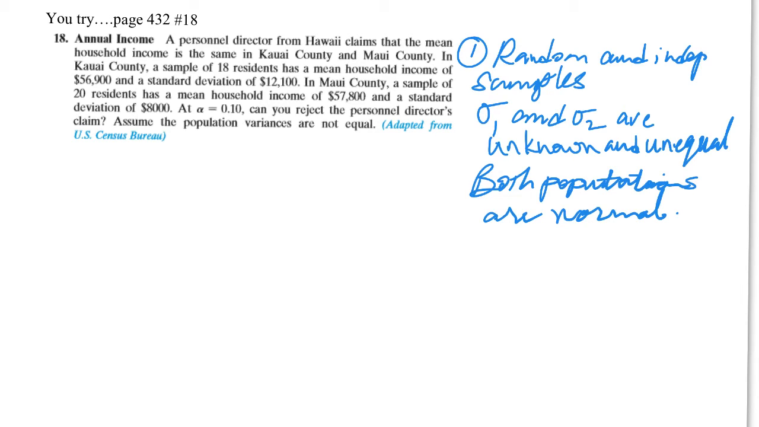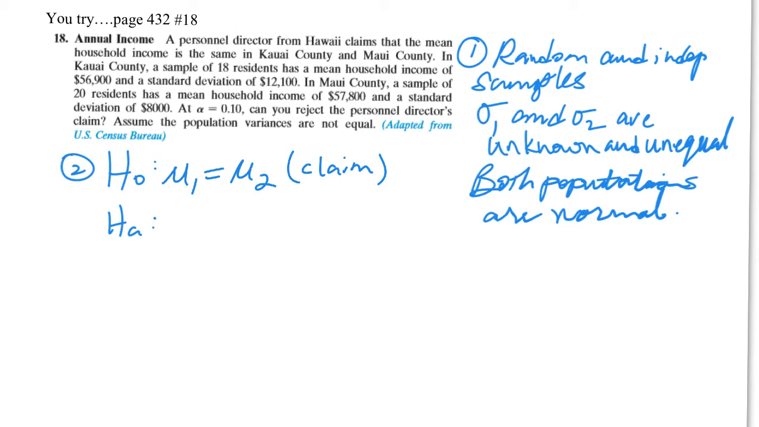All right, step 2, the pair of hypotheses. Remember you have to be careful about this. Go back to the stem of the question, and you will see that the personnel director is claiming two means to be the same. So when we write our pair of hypotheses, I hear it claim that mu1 equals mu2, so this problem has H0 as the claim. The complement then is mu1 not equal to mu2. Step 3, the alpha level, 0.10.